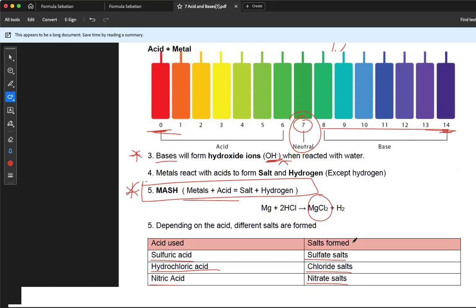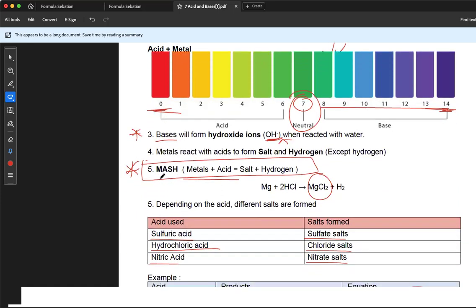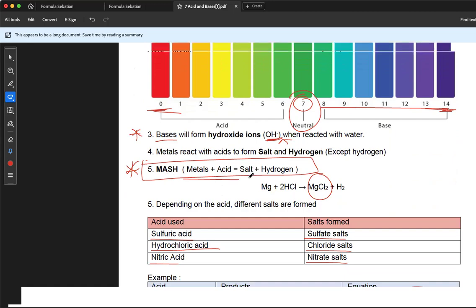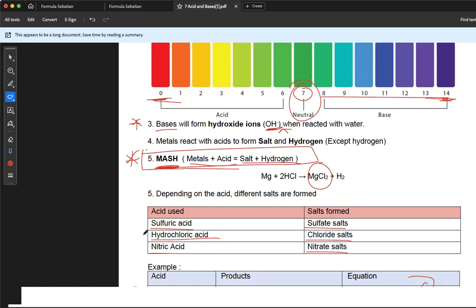The first thing you need to remember in this chapter is MASH, guys. Metal plus acid is basically going to form salt and hydrogen. You can see that these are the common examples that you'll have for different types of acid forming with different types of metal. If I have a sulfuric acid, I'll generally form a sulfate salt. If I have hydrochloric acid, I'll form a chloride salt. And if I have nitric acid, I'll form a nitrate salt.